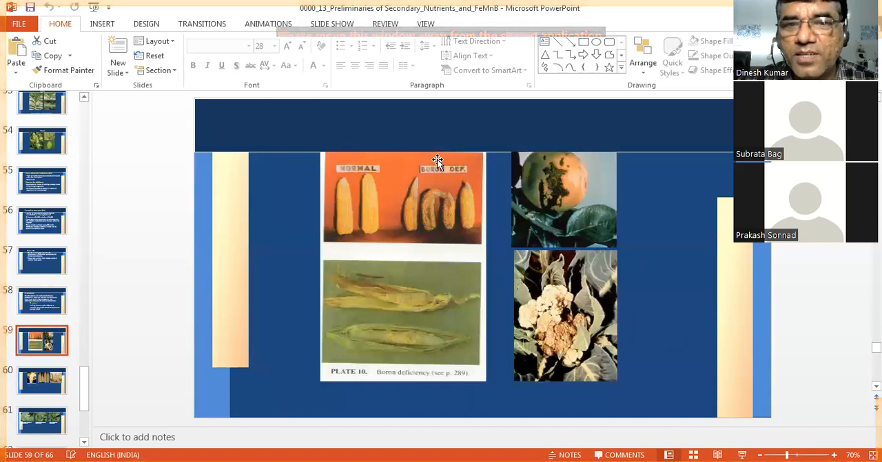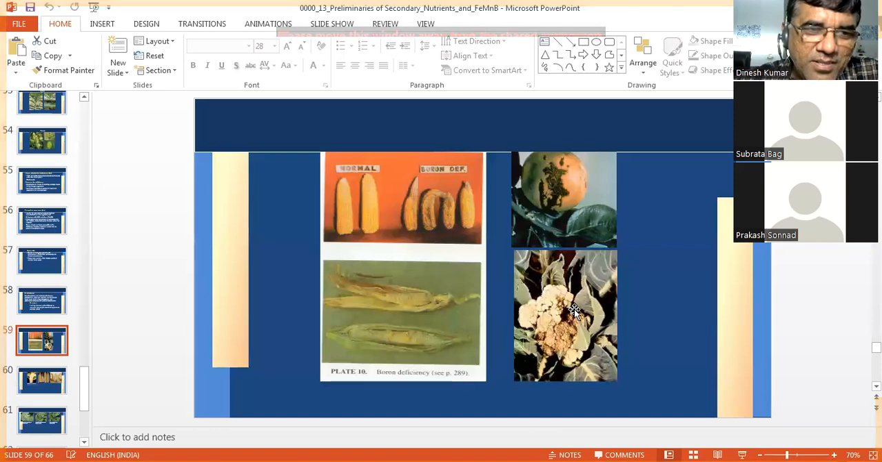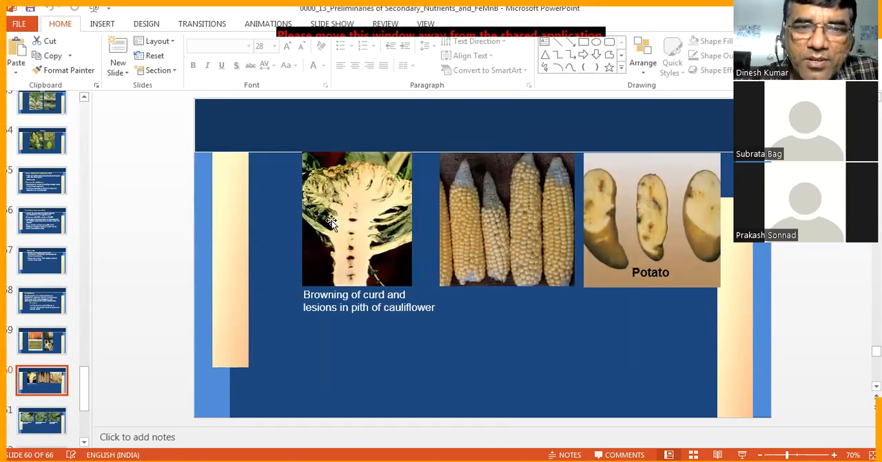So you can see with boron deficiency, seed setting or grain filling is affected. In maize, you can see very few grains in the cob due to boron deficiency. And you know about cauliflower, some disease is there. What is the name of the disease in cauliflower due to boron deficiency? Browning, sir. Yes, browning. Whiptail is, I think, molybdenum deficiency. Good. And you can see browning of curd. You said very rightly.